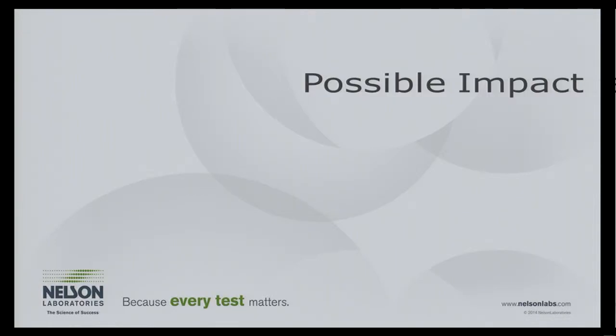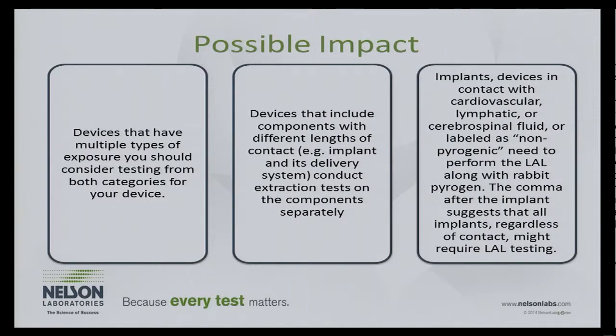Now, the last category we're going to cover is possible impacts. Remember, these are things that we have never seen before that can be a little scary when we're looking at biocompatibility. Devices that have multiple types of exposure should consider testing from both categories of your device. And the question we asked about here is, we've seen this some, but we want to understand a little bit more about what they're trying to say. For example, if you have a device that has skin contact and it's inside the body, do we have to separate them out, or can we include them together in the more sensitive test system? Or do we really have to start testing some portions of the device that contact the skin differently, separately? Because now we're just increasing the number of tests that we're doing.